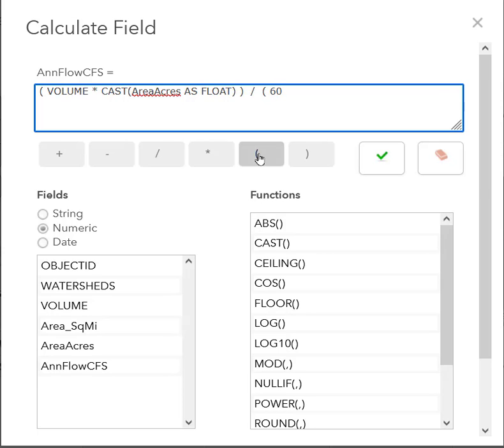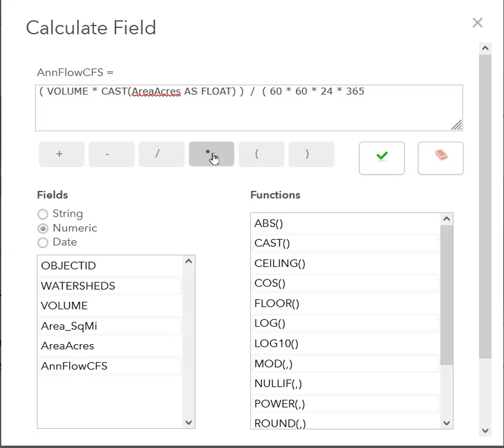So 60 and then times 60 times 24, and I'm using that little asterisk every single time. I'm not trying to type it in myself. You know, you could, if you did it all perfectly, you could type it in yourself, but I find it much better to use the buttons, and that way it puts all the spaces in and makes sure it gets all the syntax right. And then I have to close the parentheses.